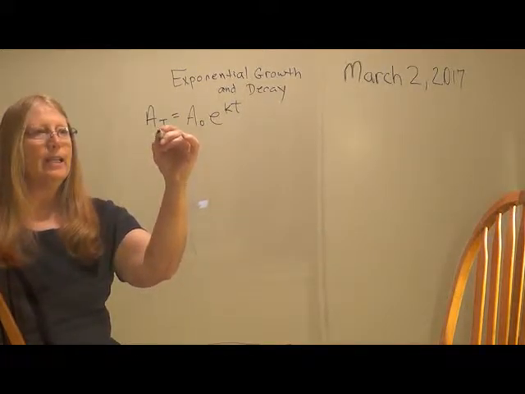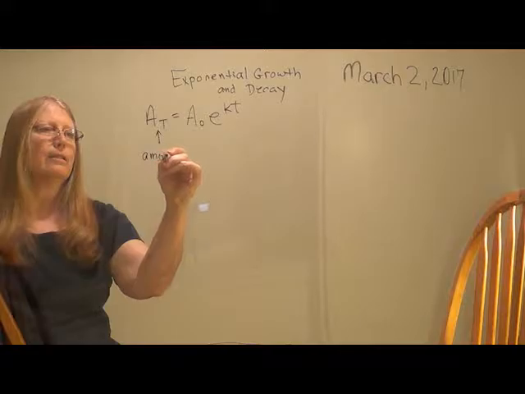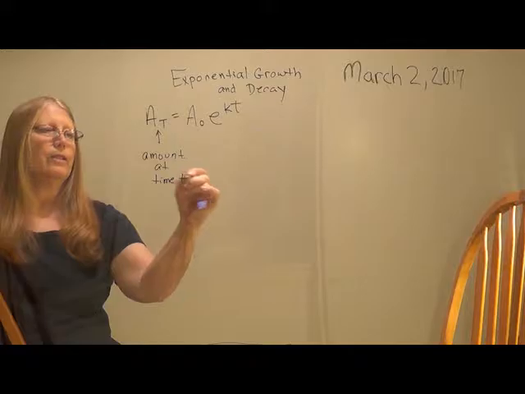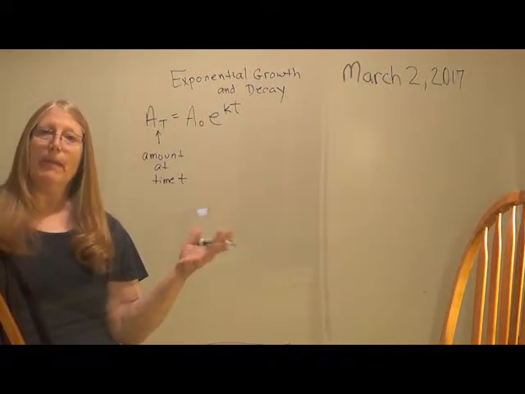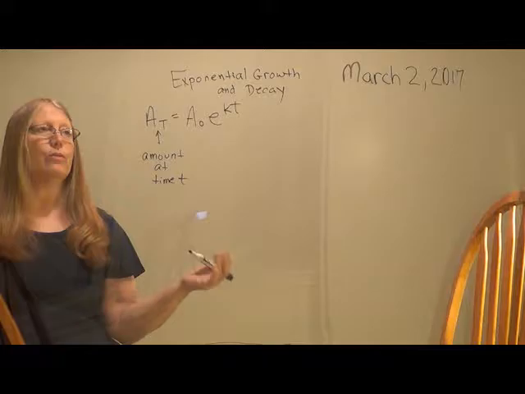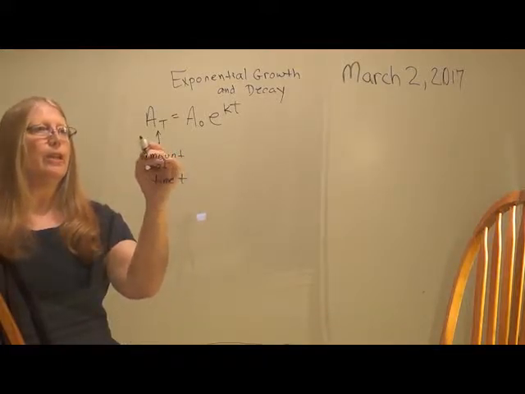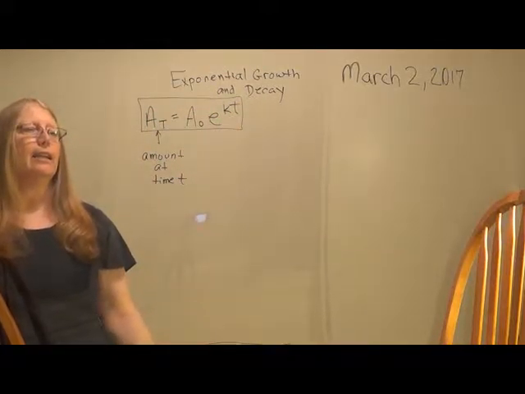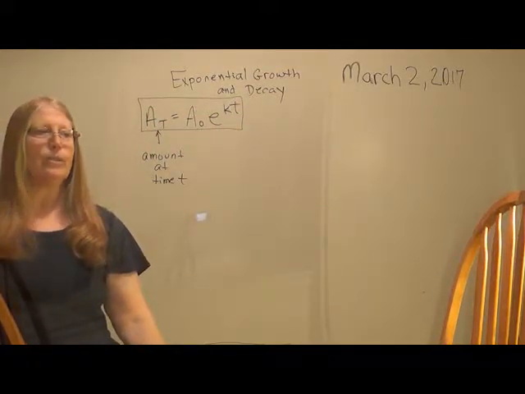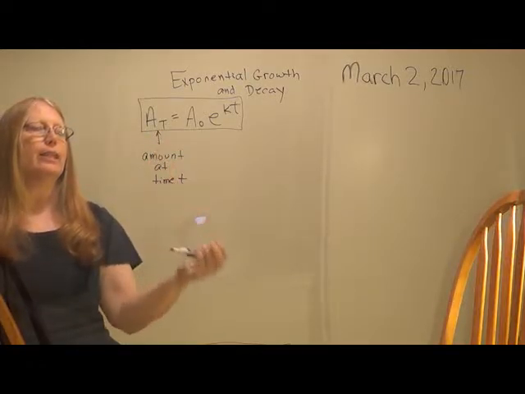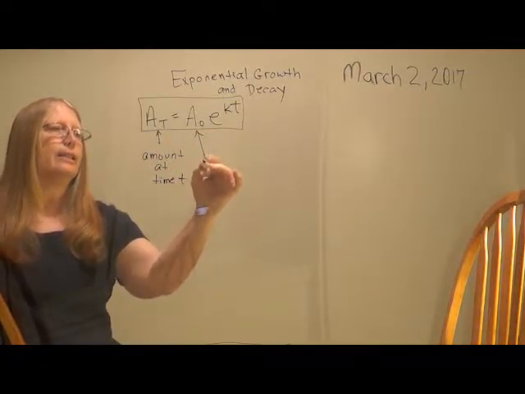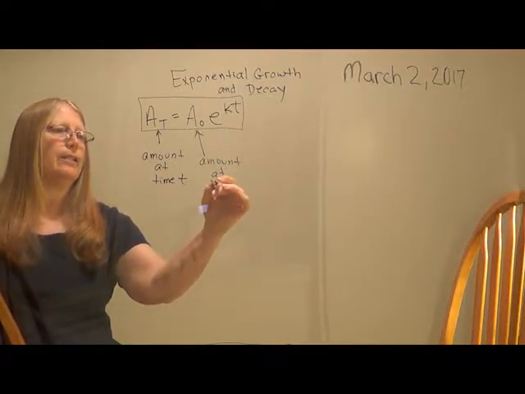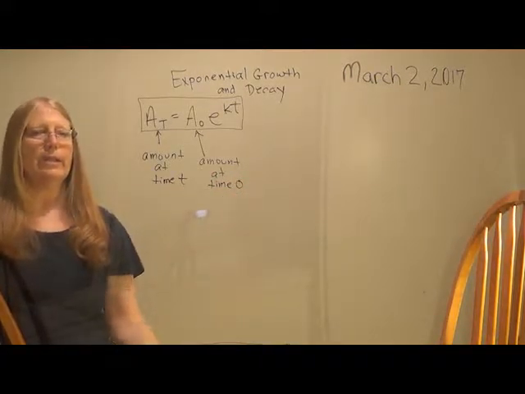What this means right here is the amount at time t. So we're going to have some amount of something, maybe bacteria growth, and we are told that it's growing exponentially. So we know this formula. When you see the word exponential growth or decay, you know this formula will be put to use. So the amount at time t is what that stands for. This is the amount at time 0. So that's what you have to start with.